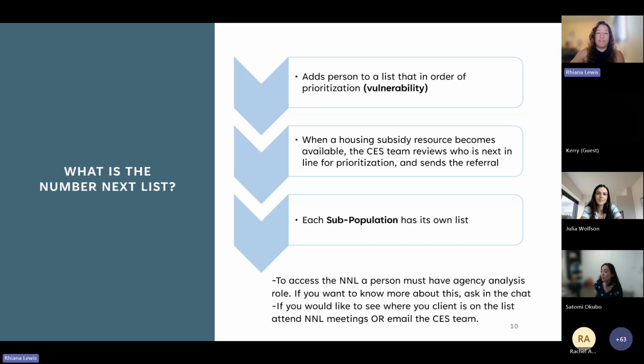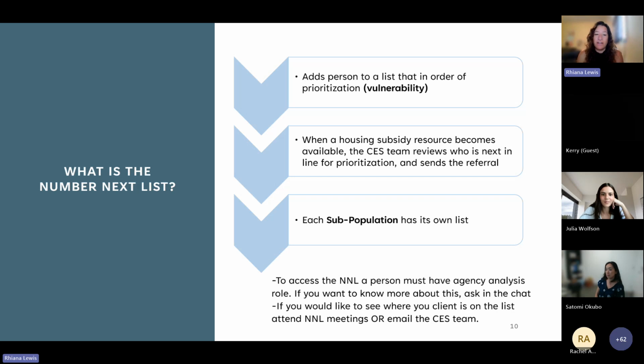When a housing subsidy resource becomes available, the CES team reviews who is next in line for prioritization and sends the referral. So say somebody like IHS puts a PSH referral inside HMIS, our team is notified. We go to that list and we just look and see who's prioritized next, and that's the person who's going to be sent to that resource. And each subpopulation, as mentioned, has its own list. So there's ones for veterans, there's individuals, there's youth. So they're all prioritized for the different resources that are available for each subpopulation.